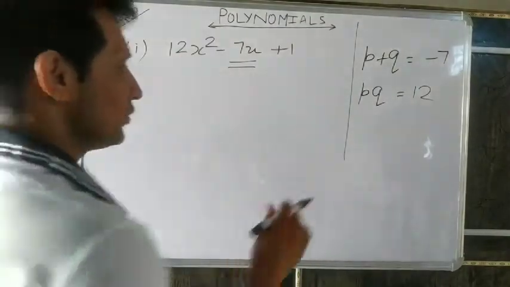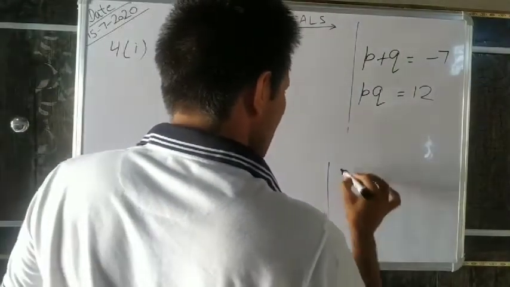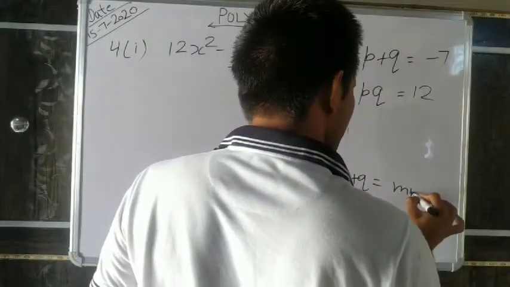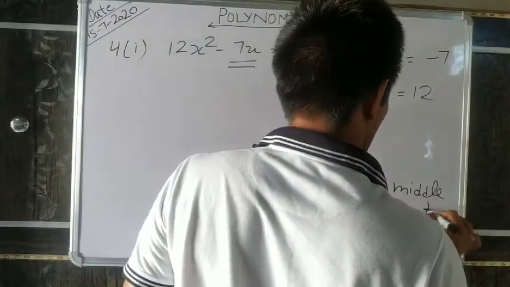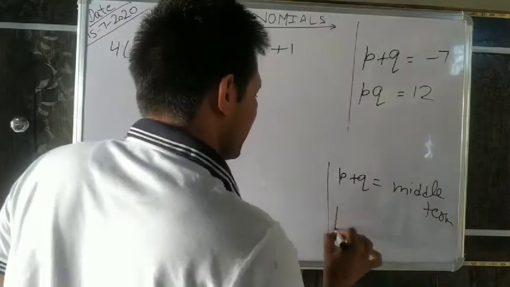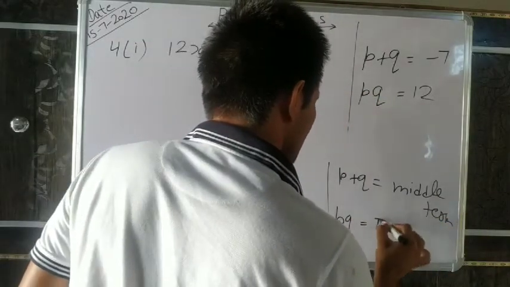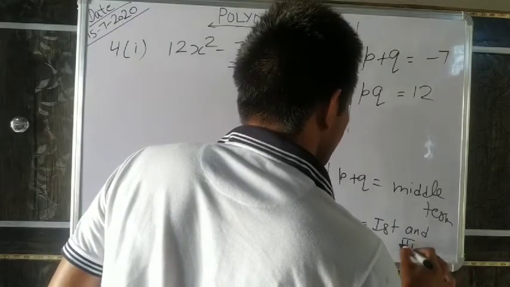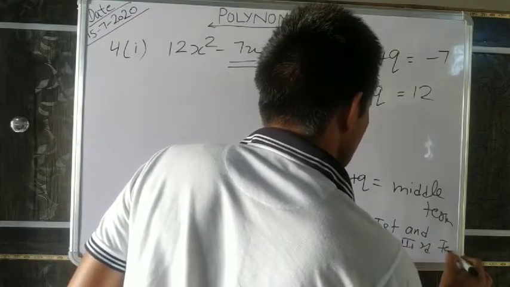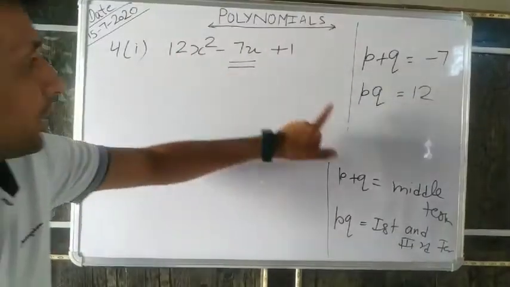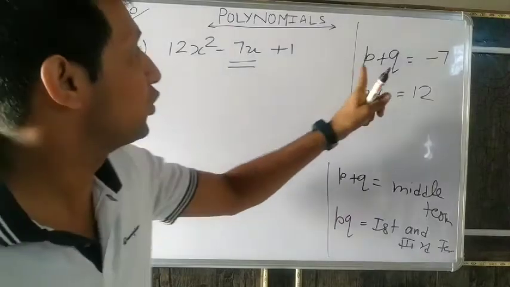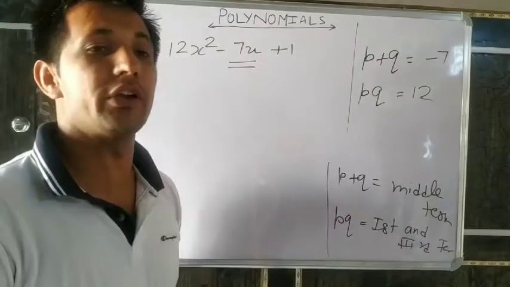Understand or not? Otherwise you can remember it like this: P plus Q, the sum, is the middle term. You can note it down. And the product is the first and third term. Understand? So 12 into 1 is 12. Now tell me two numbers whose sum is minus 7 and product is 12.